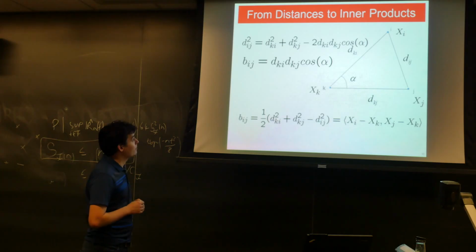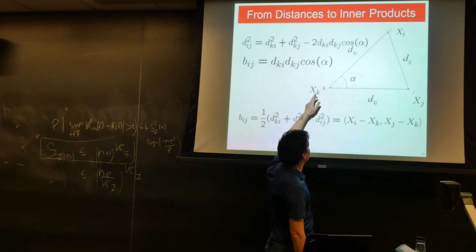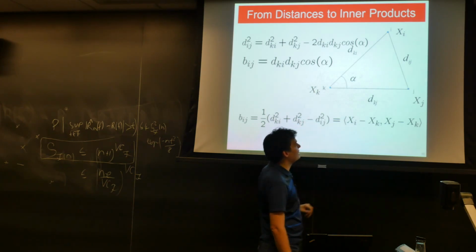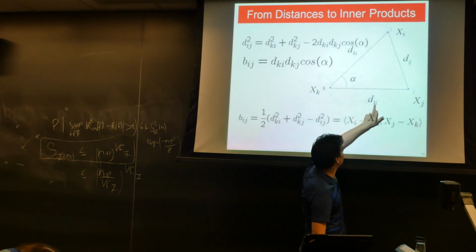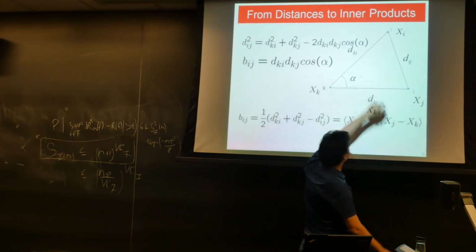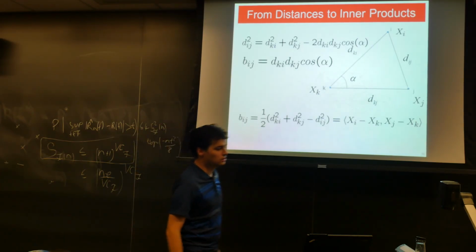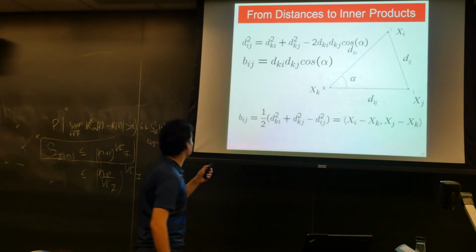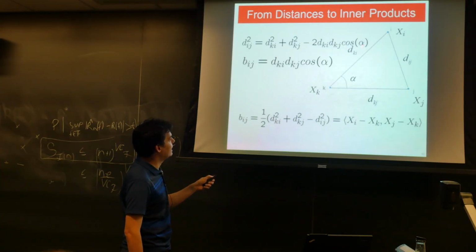All right, so here is what we are going to do. Say originally we had a data set, and in this data set we have feature vectors xi, xj, xk. The distances between these feature vectors are denoted with d. So dkj is the distance between xk and xj, dij is the distance between xi and xj, and so on. Then using the cosine law, I know that this equation holds, where cosine alpha is the cosine of this angle. So that's the cosine law.